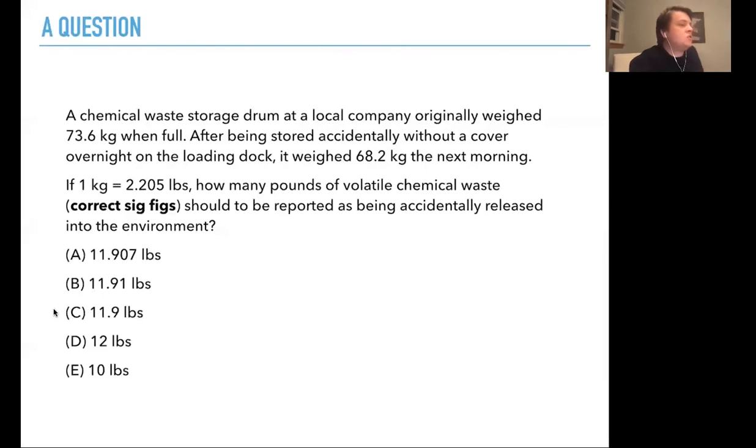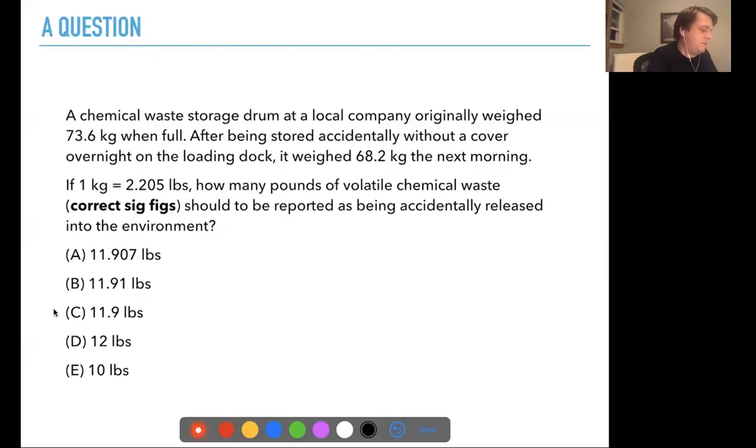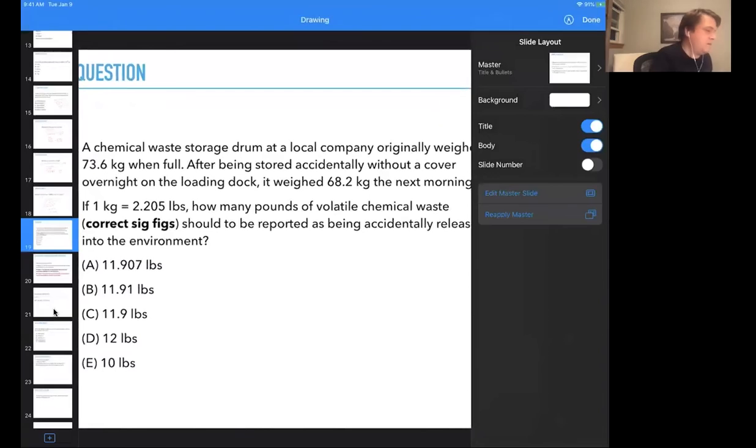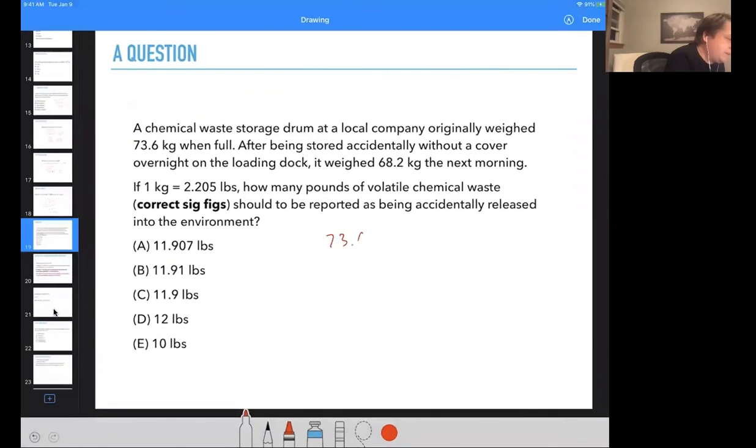All right, we're back. So let's just see how much is missing. So we have 73.6 minus 68.2 kilograms. So we get 5.4 kilograms. And so we could say, well, there's two significant figures, but we need to report it in pounds because the old processes have been around forever. So we'll need to report it in pounds. So there's 2 significant figures in this multiplication.